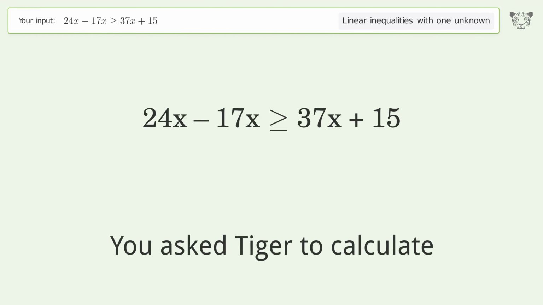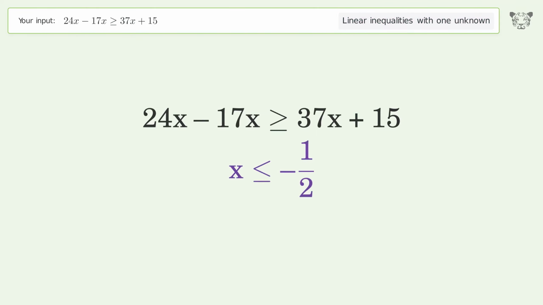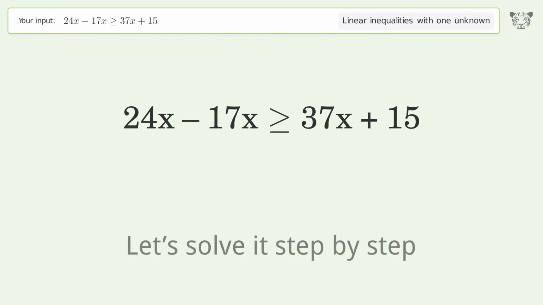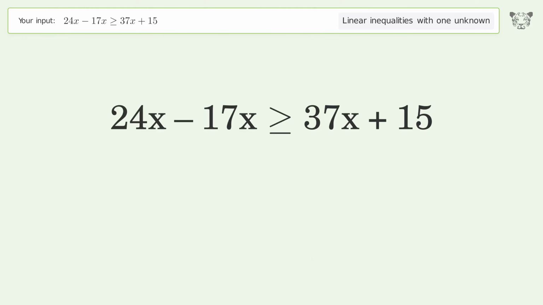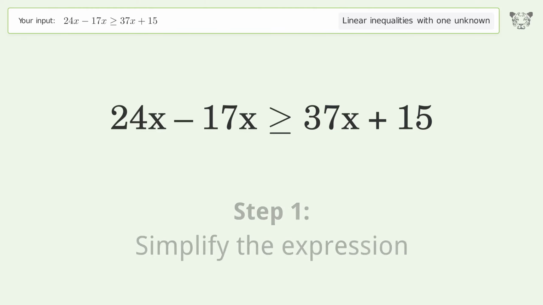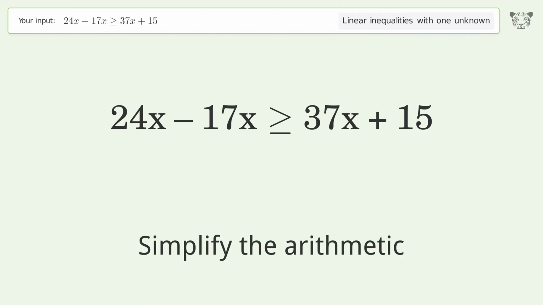You ask Tiger to calculate. This deals with linear inequalities with one unknown. The final result is x equal or smaller than -1/2. Let's solve it step by step. Simplify the expression. Simplify the arithmetic.